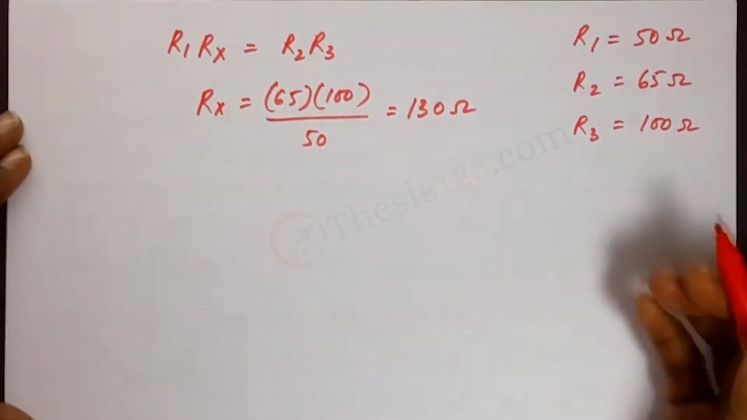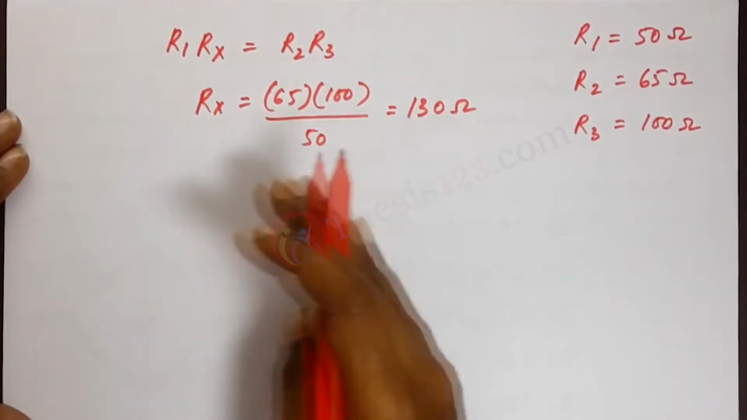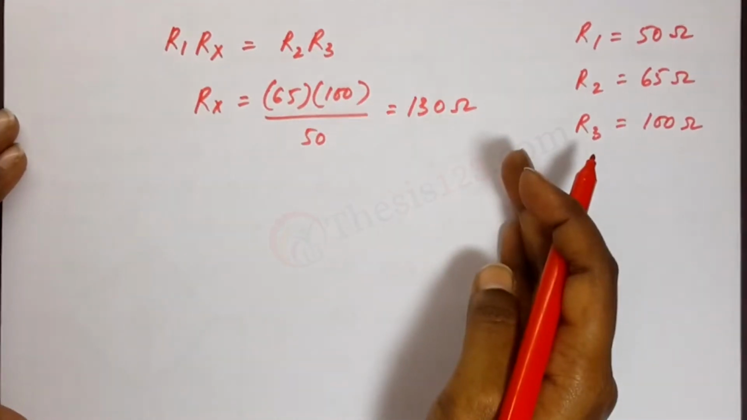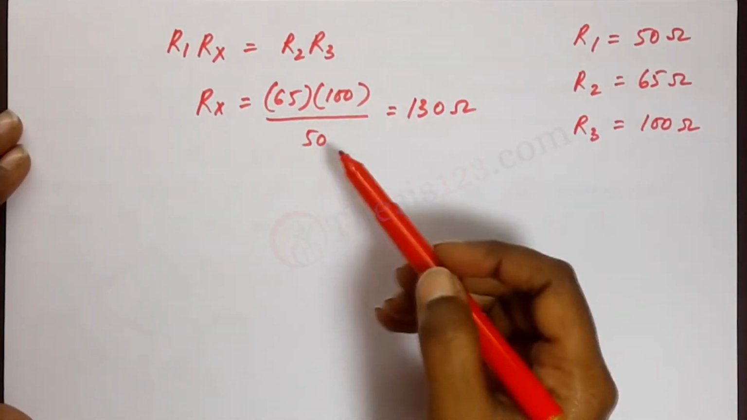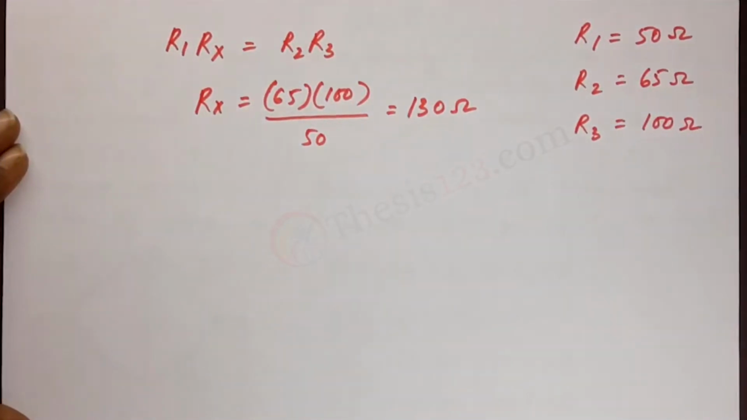Okay, so the next step is to find out the range. Now this is 130 ohms of Rx when the bridge is in balance. But what if it's not? That means we'll have to find out the minimum and maximum values. So in order to do that, we'll use the tolerance given for the resistance R3.